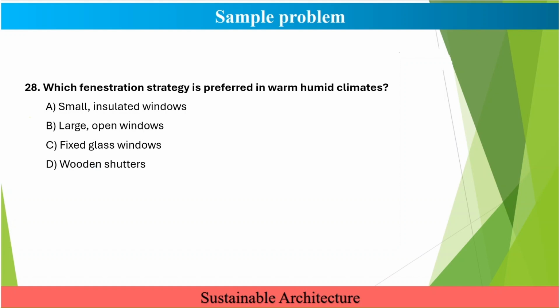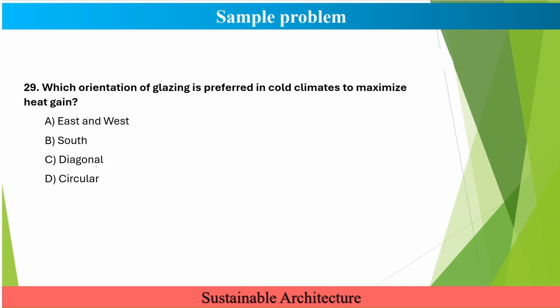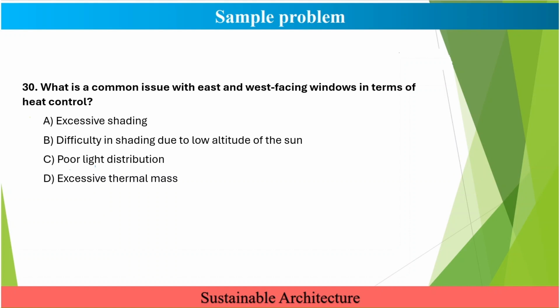Let's try to give an answer to this question. Question number 29. How far are we understanding the concept of passive buildings? Now I am talking about the glazing. South. B. Okay, so the correct answer is now clear to all of you. For maximizing the heat gain, the sun glazing should be in the south direction. Fine. Yes, sir. Okay, let's move to question number 30.